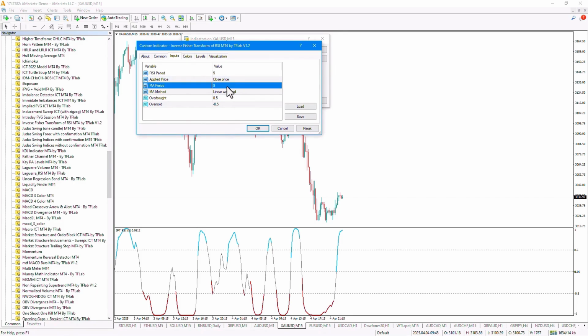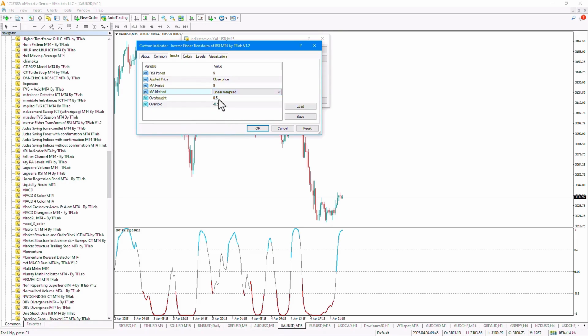In the next section, we can set the moving average period, which is set to 9 by default here. The moving average applied here acts as a smoothing factor, preventing oscillator fluctuations and displaying smoother lines for us. In the next section, we can determine the moving average method, which includes 4 options: simple, exponential, smoothed, and linear weighted.